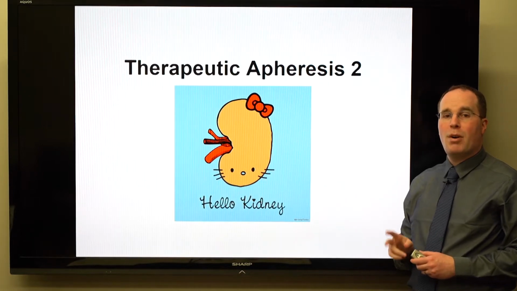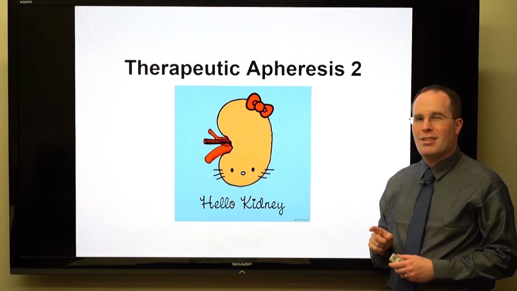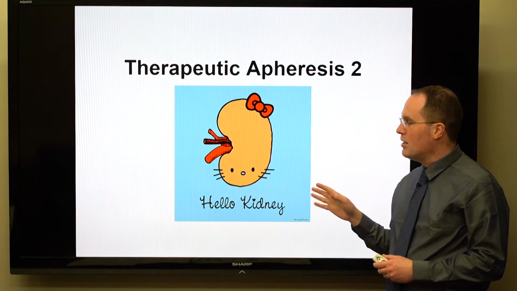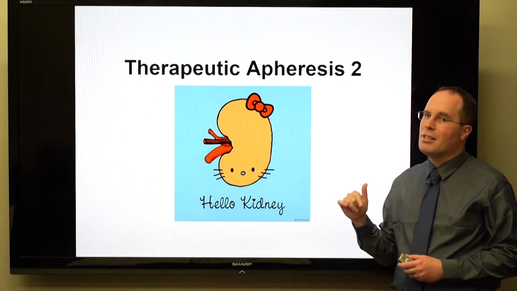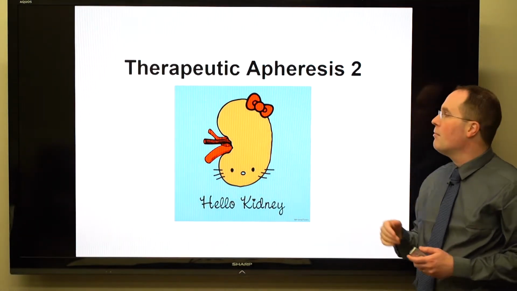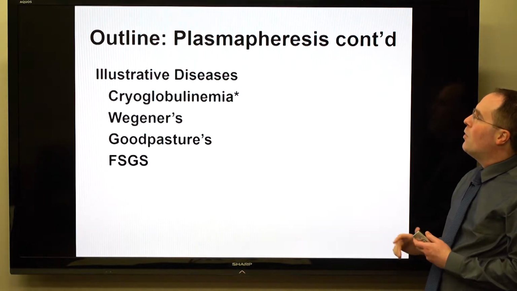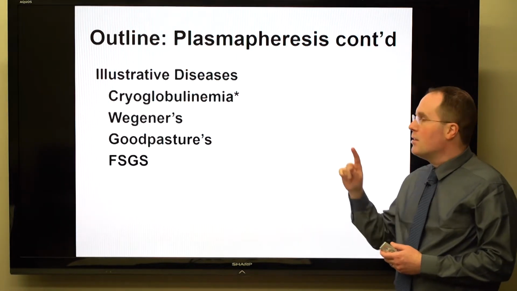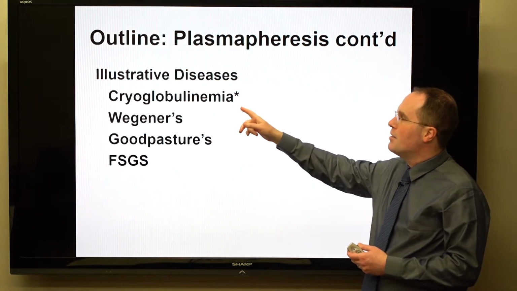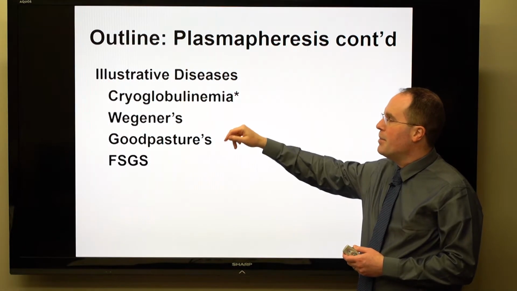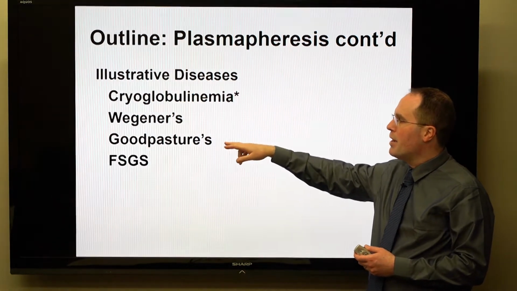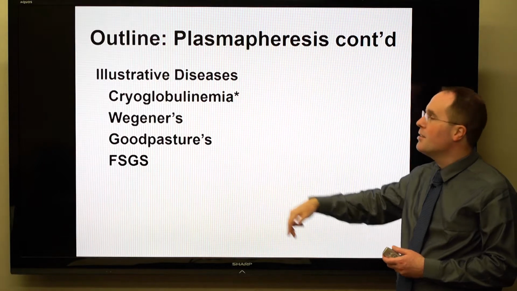Okay, moving on to part 2 of therapeutic apheresis. There's a little bit of a kidney theme, so that's why I thought this would be cute. Instead of Hello Kitty, it's Hello Kidney. So we're going to continue talking about plasmapheresis and some diseases such as cryoglobulinemia, Wegener's, Goodpasture's, and FSGS.